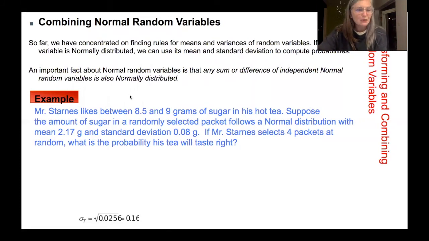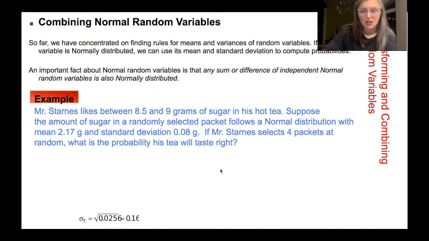Okay, so Mr. Starnes likes between 8.5 and 9 grams of sugar in his hot tea. Suppose the amount of sugar in a randomly selected packet follows a normal distribution with a mean of 2.17 grams and a standard deviation of 0.08 grams. If Mr. Starnes selects 4 packets at random, what is the probability his tea will taste right? So what does he like? Between 8.5 and 9 grams of sugar. So we've got to keep that in mind because that's what's going to make his tea taste right.